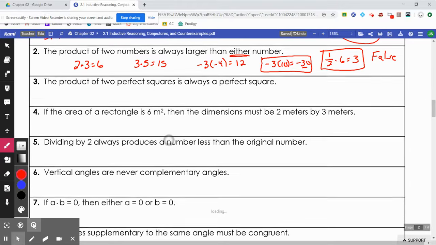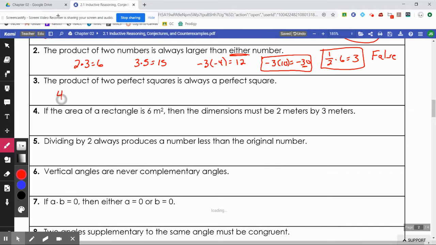Okay, number 3, the product of two perfect squares. Now, perfect squares are numbers like 4 and 25. 36 is a perfect square. 9 is a perfect square. So the product of two perfect squares is always a perfect square. That's interesting. 4 times 25 is 100. That's 10 times 10. That's a perfect square. 36 times 9, let's see, 30 times 9 is 270 and 54, 324. Now, if you want to see if that's a perfect square, try to come up with something that multiplies to give you 324. And oddly enough, that would be 18 times 18. So it's 324, so that does work out.